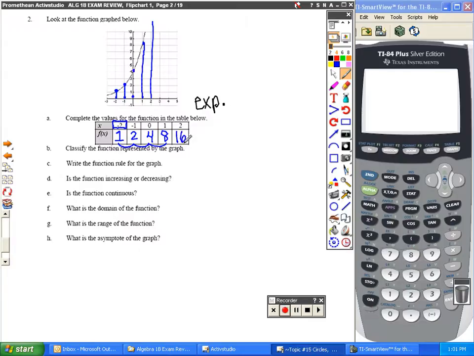So this is an exponential, and the reason that you can tell that it's exponential is because it's a multiplication pattern.